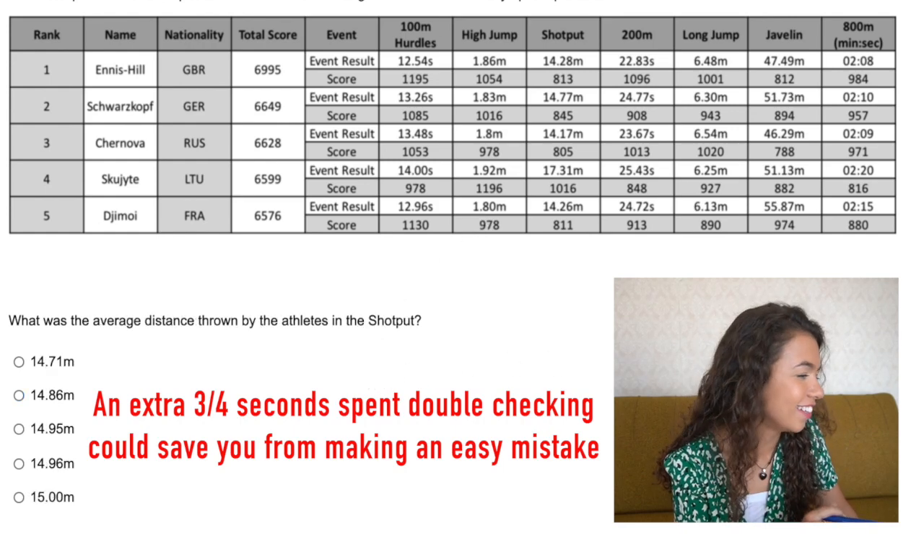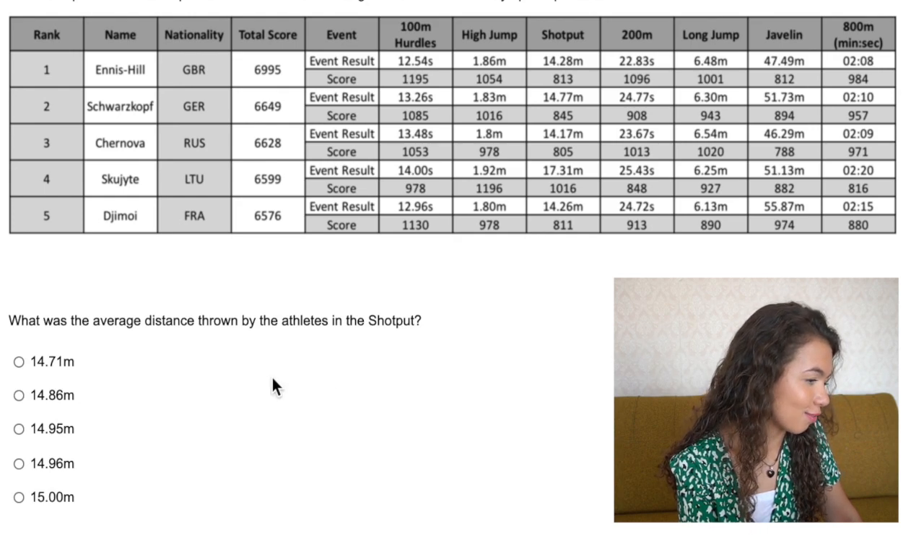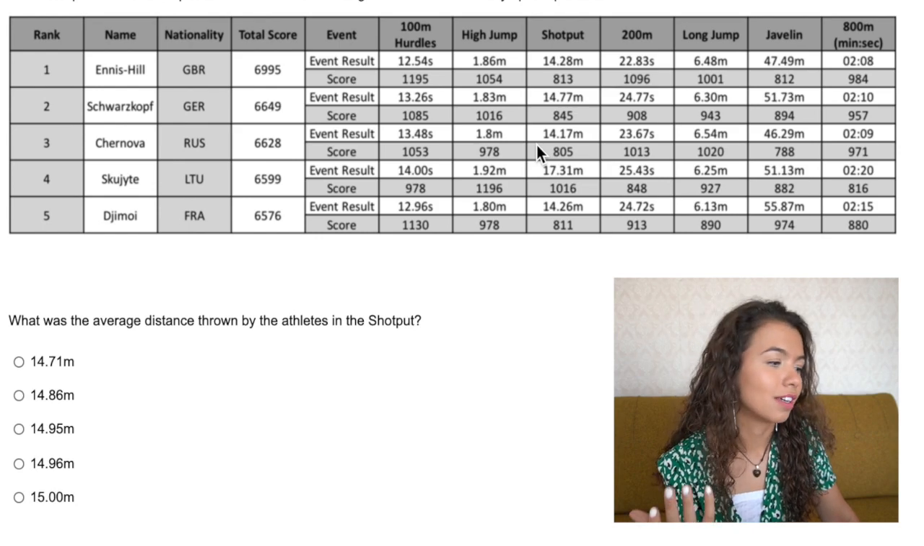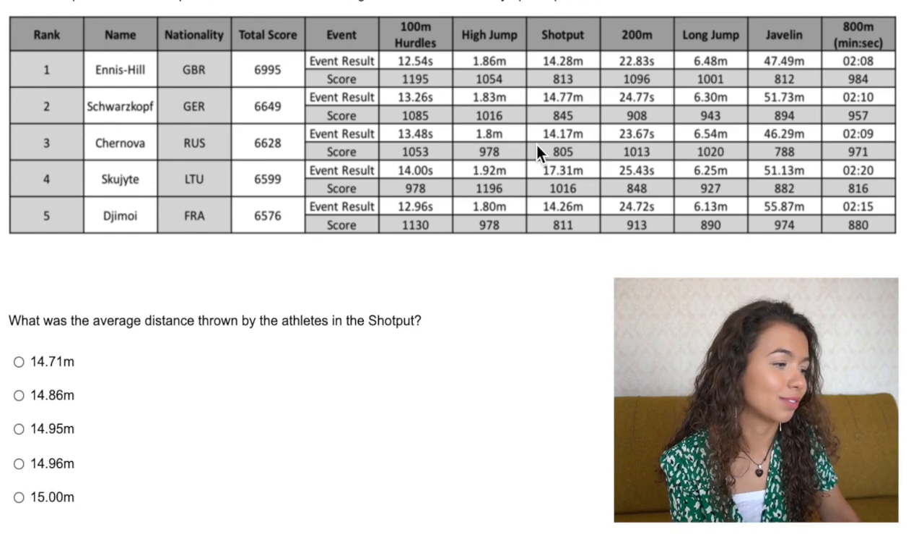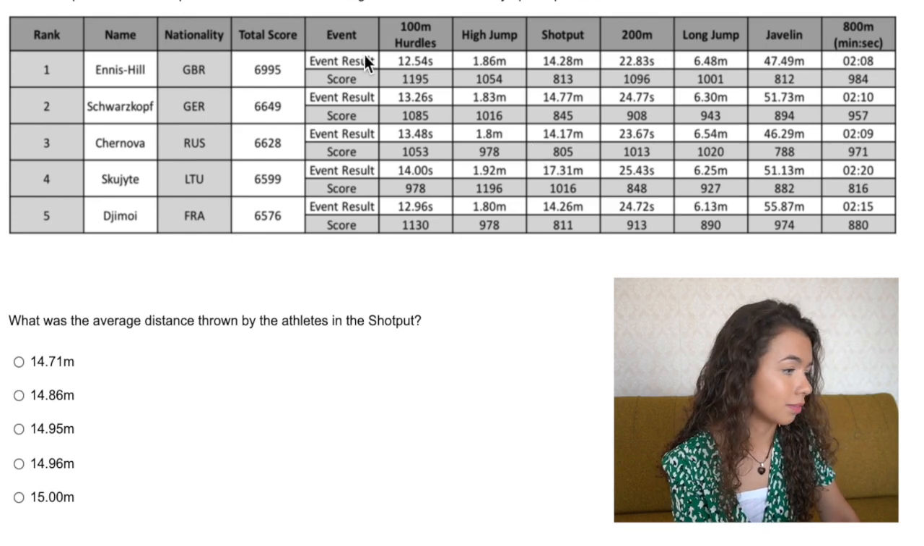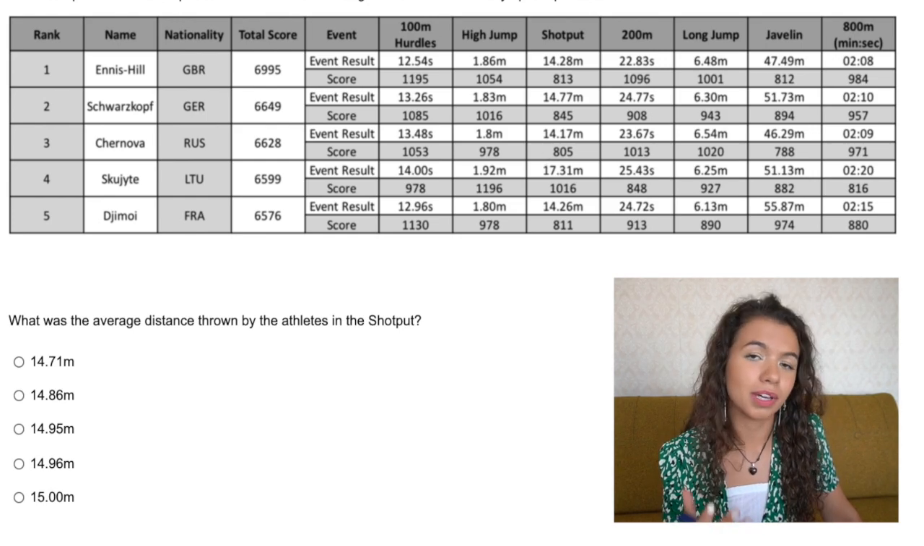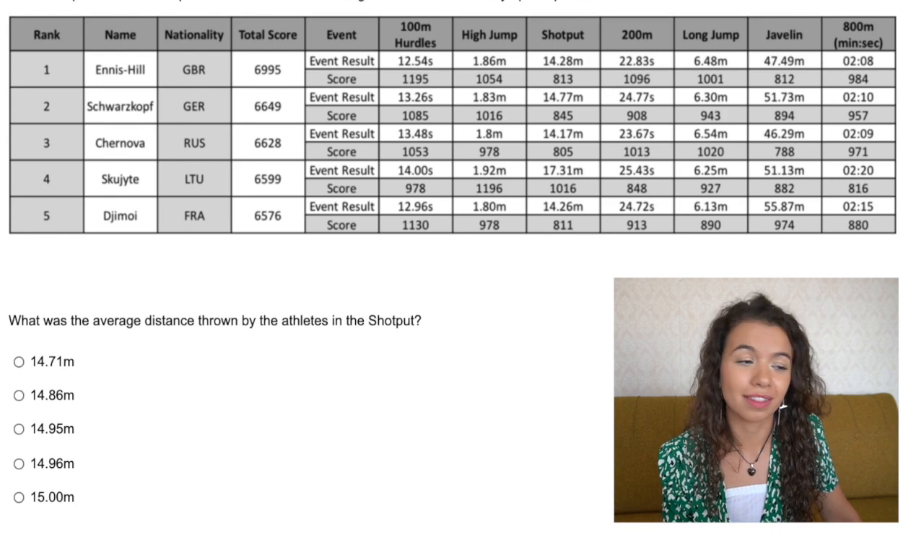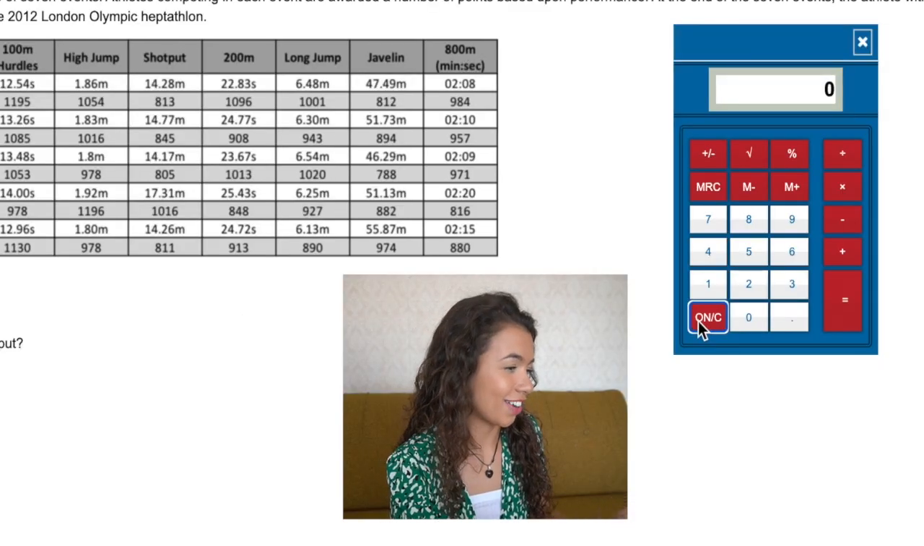Okay, next. What was the average distance thrown by the athletes in the shot put? Okay, so we've got an average question. Again, super simple maths, GCSE level. Just add the values up and divide it by the number of values that there are. Questions like this might take a while, but the positive is that you're guaranteed to get the question correct so long as you don't mess up the values. So I'm just going to go straight into calculating.